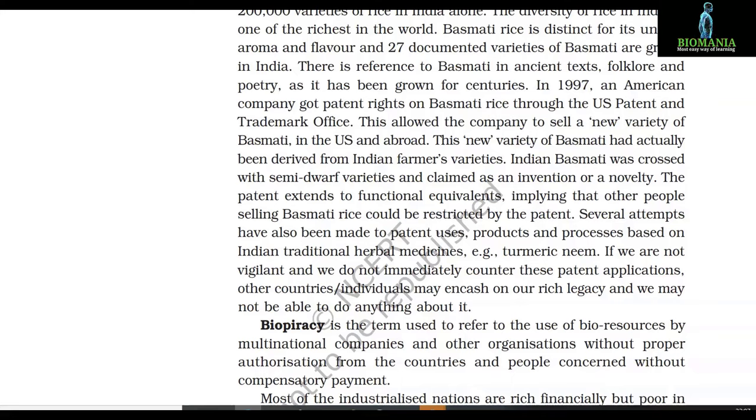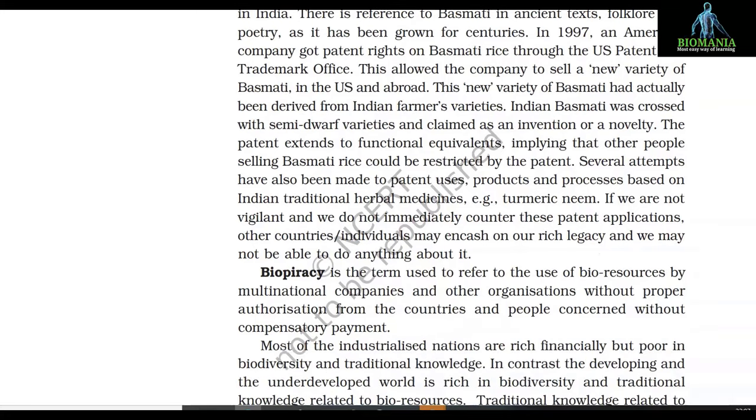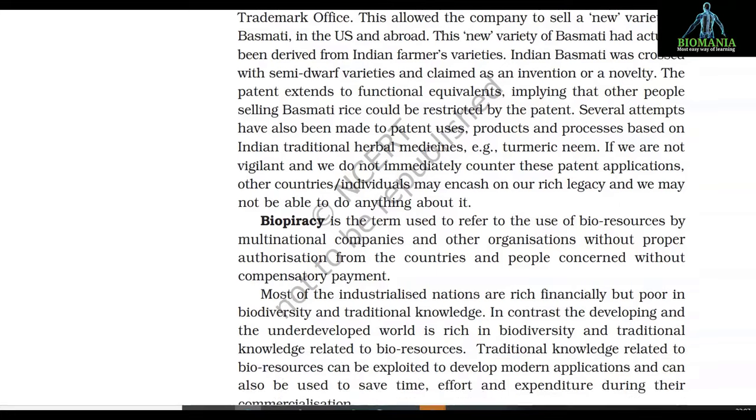In 1997, an American company got patent rights on basmati rice through the US Patent and Trademark Office. This allowed the company to sell a new variety of basmati in the US and abroad. The new variety of basmati had actually been derived from Indian farmers' varieties. Indian basmati was crossed with semi-dwarf varieties and claimed as an invention or a novelty. The patent extends to functional equivalents, implying that other people selling basmati rice could be restricted by the patent.